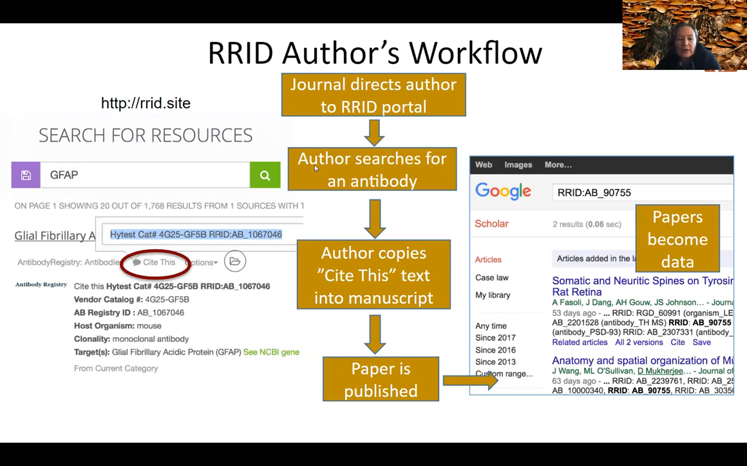This is just a quick workflow. The journal usually sends people to the RID website. The author goes into the search box. They type in their favorite search word to try and find all the things that they used. And there is a cite this text that they then copy and paste into their manuscript. Once the paper is published, now anybody can search Google Scholar or PubMed Central or whatever just by using the identifier, and that tells you how many papers actually have used that particular item. Okay, next slide.